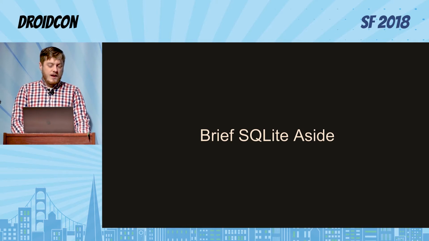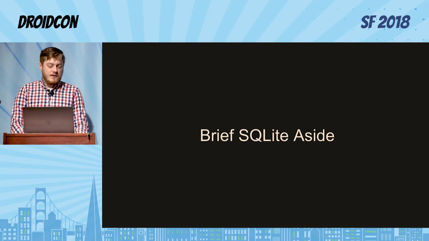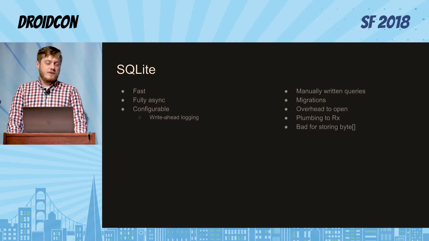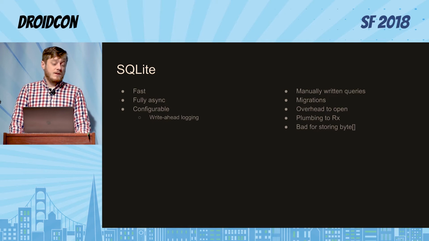So SQLite has its place. I want to talk about it for a second, and then we're going to go back over to files. SQLite is fast, it's async, it's configurable. You can turn on stuff like write-ahead logging and configure it deeply if you know the specific read-write characteristics of your database.